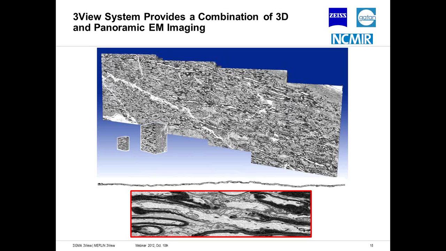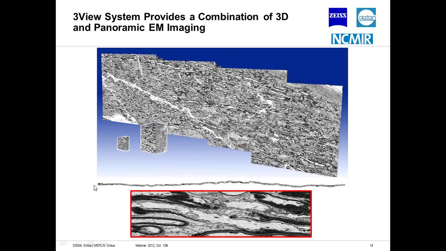What they were able to do is, if we go directly below, you can see this axon. This is about a 500 micron length of an axon, and it's in 3D because they have the complete serial image data set. In the red box, we're looking at the real resolution of that axon. So it's a high-resolution data set.